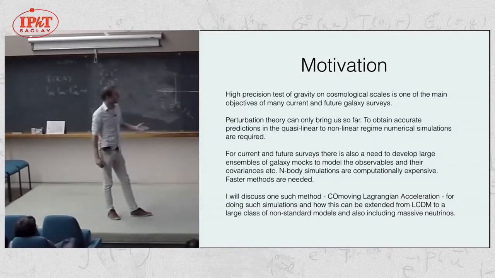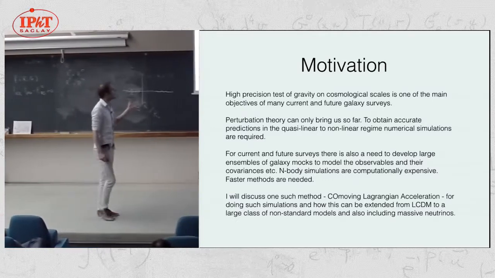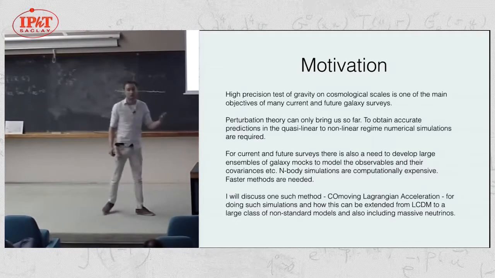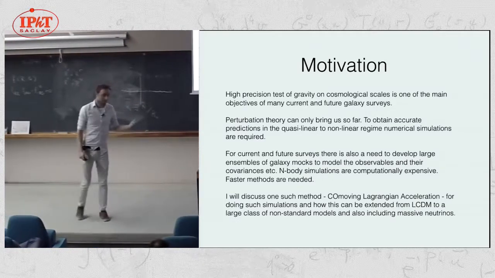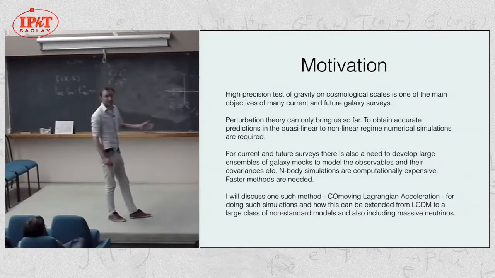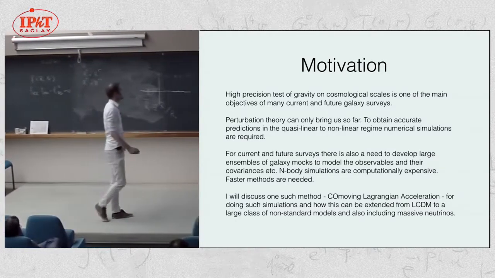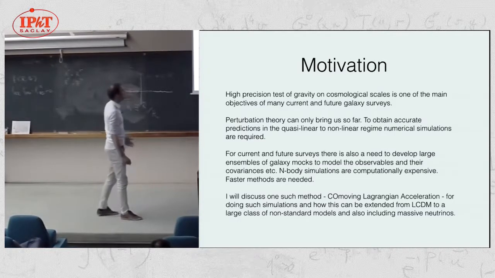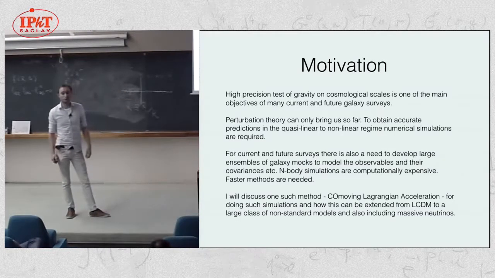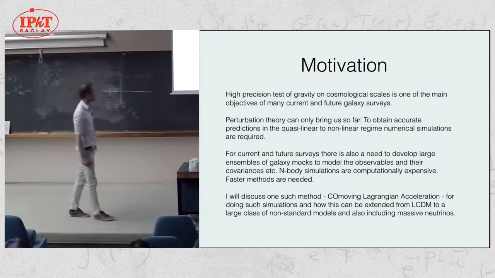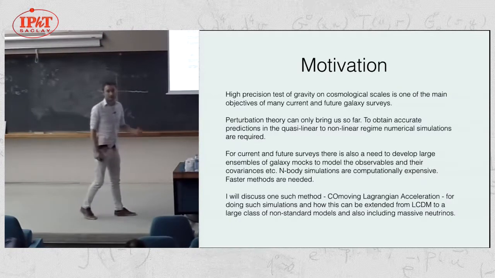And when I say large ensembles, we're talking about 1,000, 10,000, 100,000 simulations needed for this kind of effort. And for this, n-body simulations are a bit too computationally expensive to be useful. So faster methods are really needed.